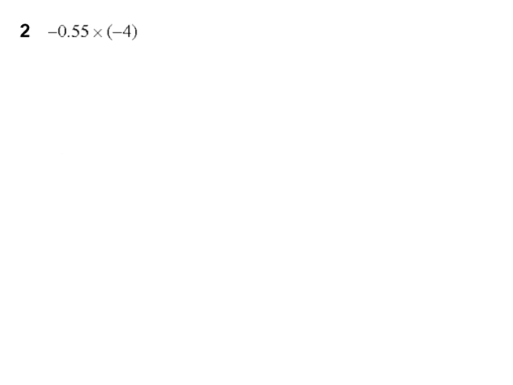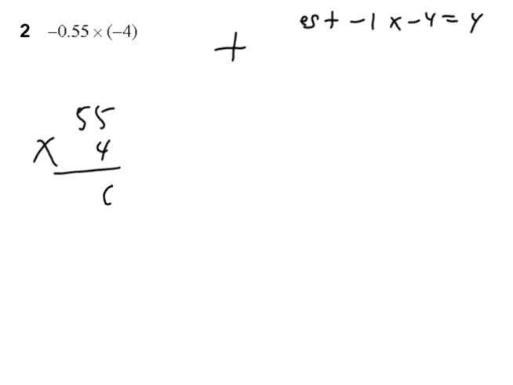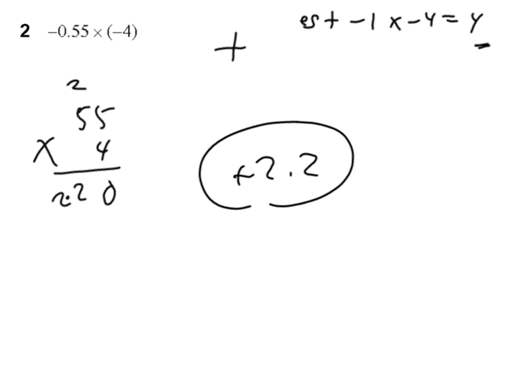Question 2, the product of negative 0.55 and negative 4. We know right off the bat, because it's a negative times a negative, it's a positive. If I was to estimate, I'd say negative 1 times negative 4, which is a positive 4. Then we drop our decimals and just put 5, 5, and 4, and multiply them out. 20, 22. Since my estimation was a positive 4, the only place I can put my decimal to make it true is right there. I have positive 2.2 as my answer.